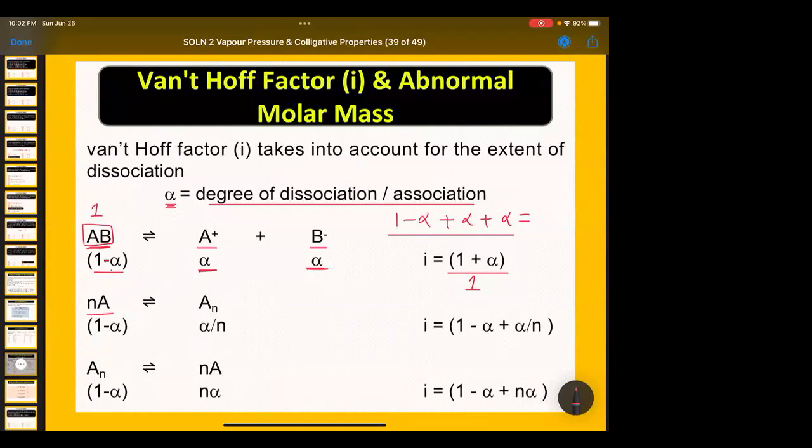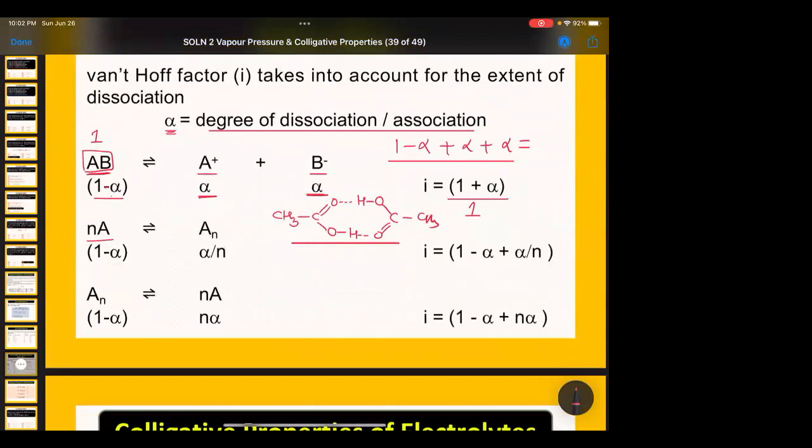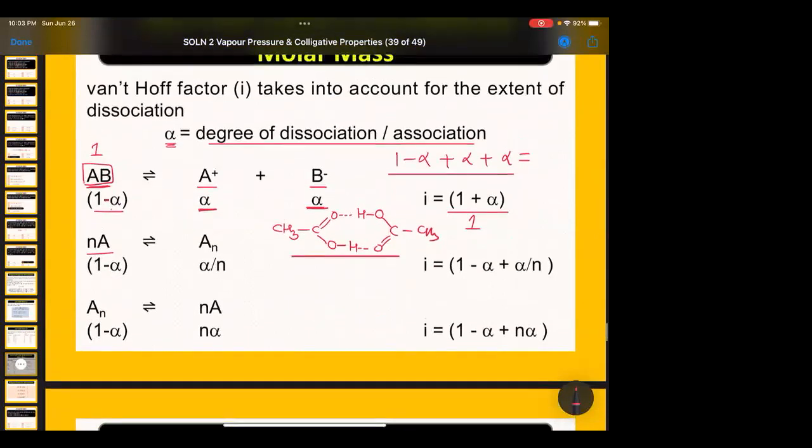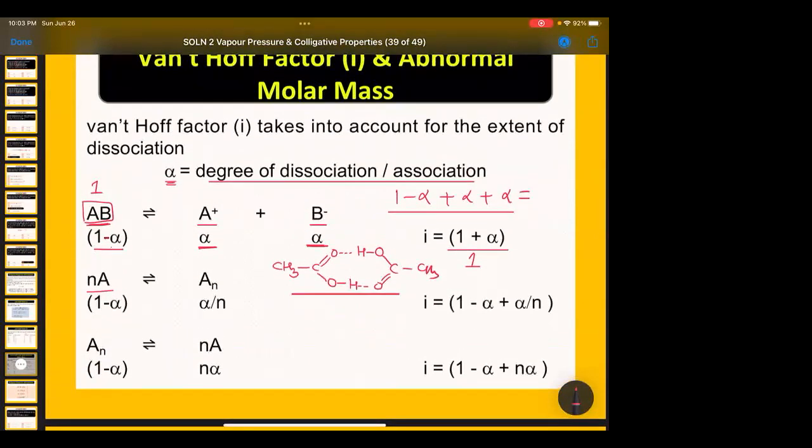Yes, sir. So its i is going to be more than 1 because you have more than 1 particle after dissociation. But if you put it in benzene, which is a non-polar solvent, what may happen is that two acetic acid molecules, instead of losing their H plus, may come together and combine by hydrogen bond, like this. So this is the dimerization.